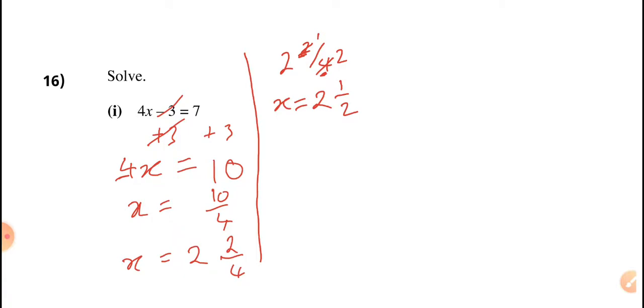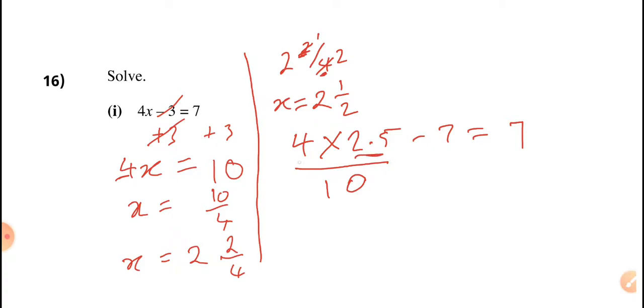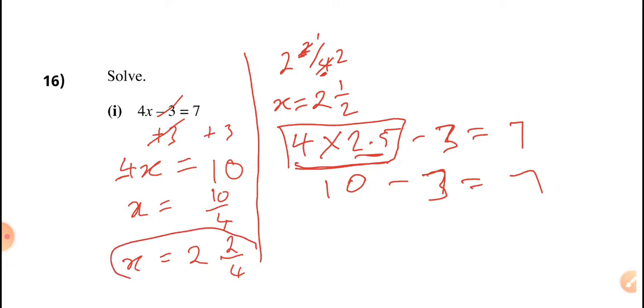As usual, we always check our answers. 4 times 2.5 take away 3 should be equal to 7. Well, 4 times 2.5 is 10. To times any number by 4, all you do is double it and double it again. So double 2.5 is 5, and double it again you get 10. So 4 times 2.5 is 10. Take away 3 should equal 7, which it does. So our answer here, x is equal to 2.5, was correct.